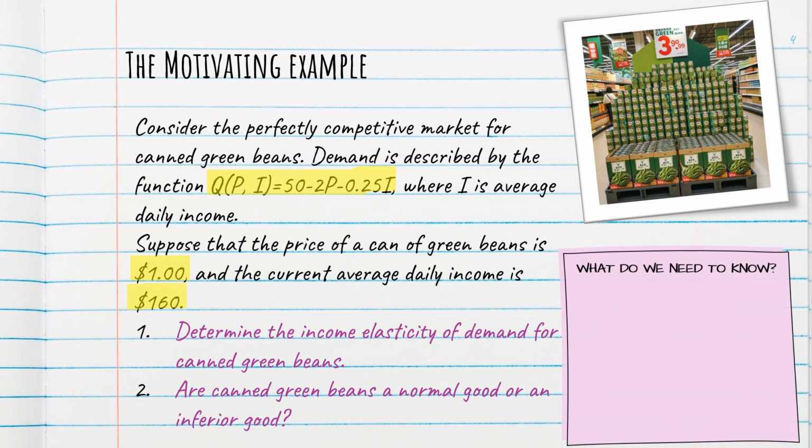What do we need to know in order to solve this question? We need to have a demand function. We also need to know the price of the good as well as the daily income.